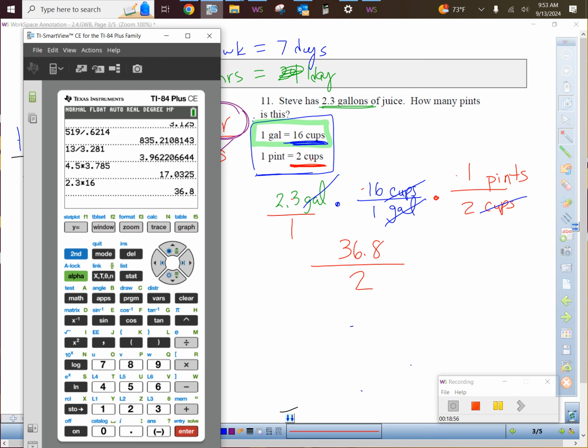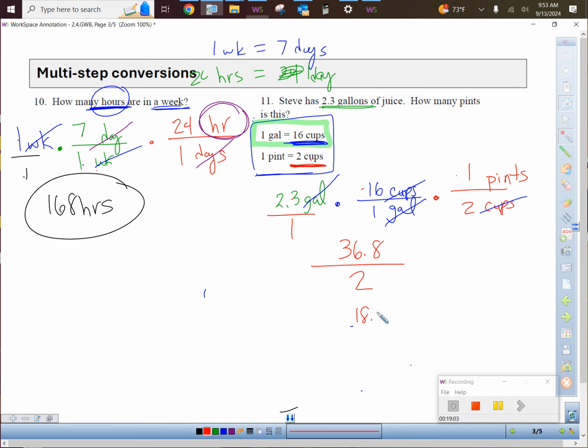So we'll punch that in. 36.8 divided by 2, and I got 18.4. And could you tell me the label has to be pints, because he's the only one left, right? Pints.